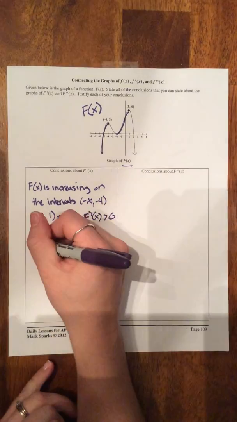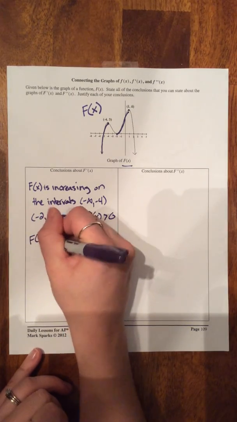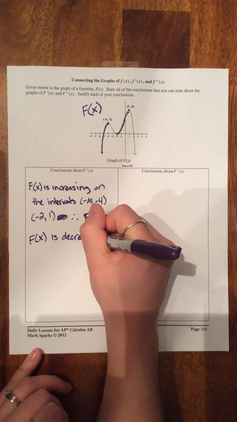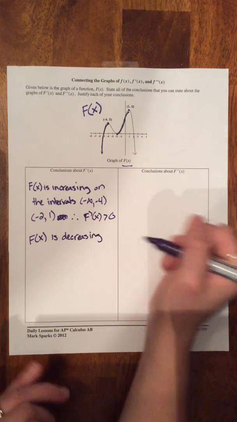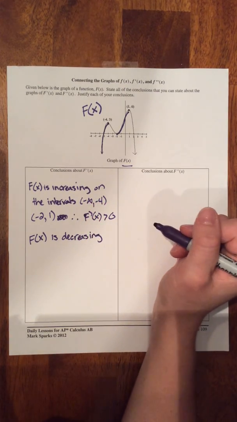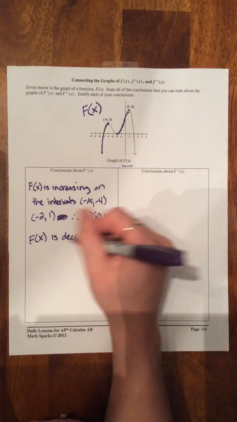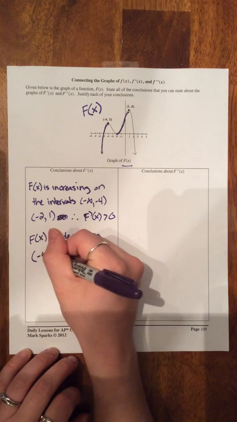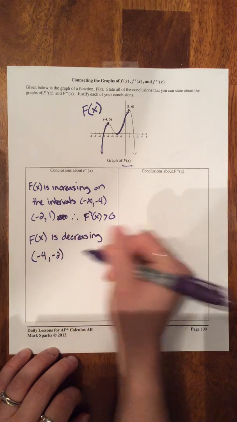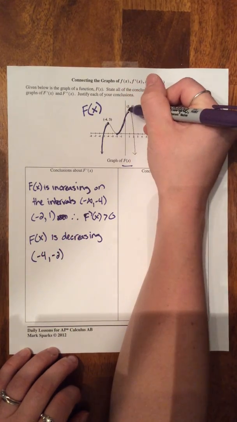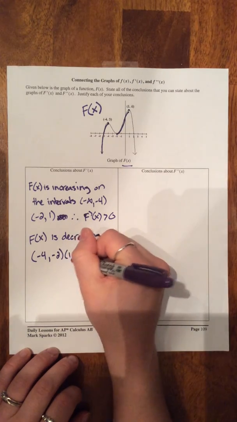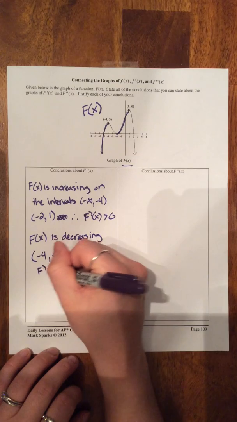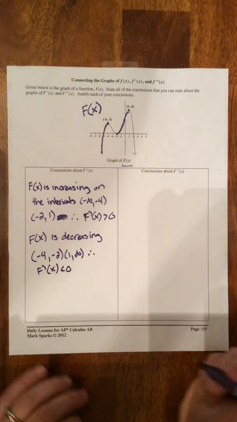Likewise, I can say when f of x is decreasing, and I can see that from the graph, so I'm really justifying before I ever say anything about f prime. But f of x is decreasing, and I can see that happens from negative 4 to negative 2, so from here to here, and then from 1 until infinity. Therefore, f prime is less than 0.